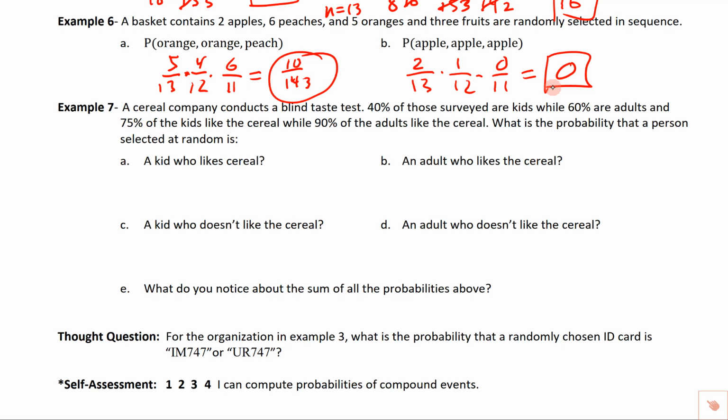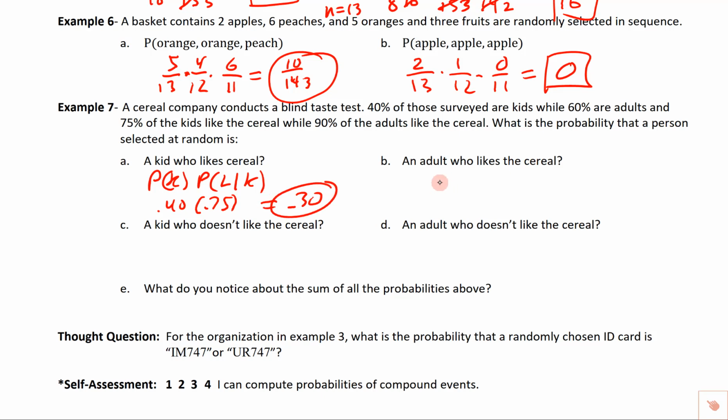How do we set that up? We take 4 over 10 for 40% of the kids. So the probability of a kid is 40%. And then out of the 40%, we have to take 75% of that, which is about 30%. What I've done here is written down the probability that they like the cereal given that they're a kid. What's that probability? 75%. So we multiply the two of those together and we get, like he said, 30%.